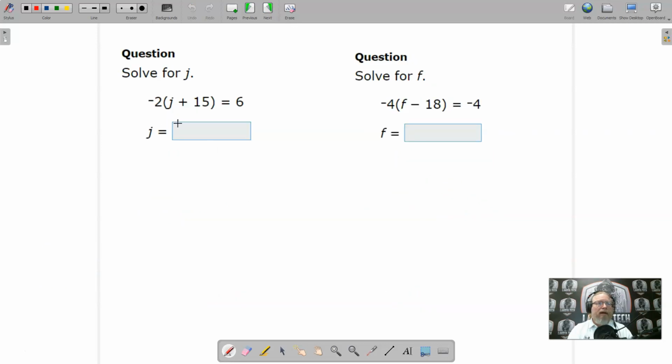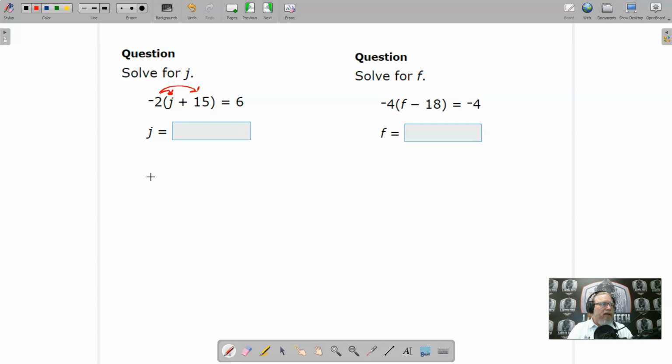Distributive property here. Actually, there are two ways we could work these. I'm going to show you what I think is the more difficult way and what they're thinking that you're probably going to do. And then I'll show you what I think is an easier way to do these problems. So we have negative 2. Actually, it needs to be distributed into the j and to the positive 15. So let's go ahead and do that.